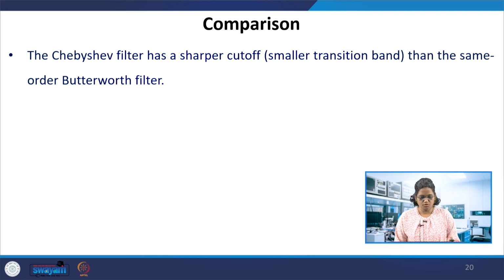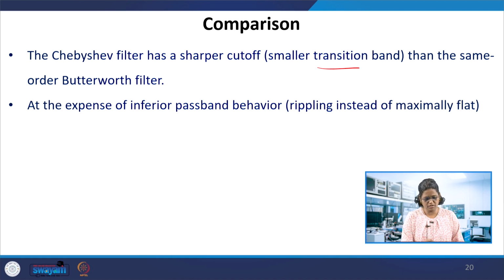When we compare these two filters, the Chebyshev filter has a sharper cutoff, as we have seen in the type 1 filter characteristic, which has a smaller transition band than the Butterworth filter. In the Butterworth filter, as the order increases, the stop band is better and better, whereas the Chebyshev filter has the sharper cutoff, which is done with the passband ripple. The Butterworth has the maximally flat response in the passband, whereas the Chebyshev exhibits ripple in the passband in the type 1 case. Of course, rippling in the stop band is allowed in the case of type 2.